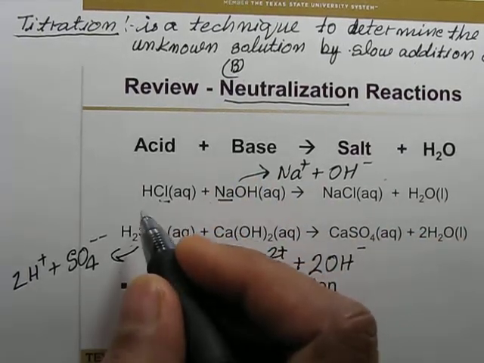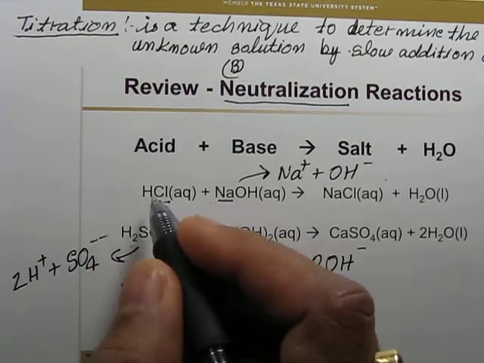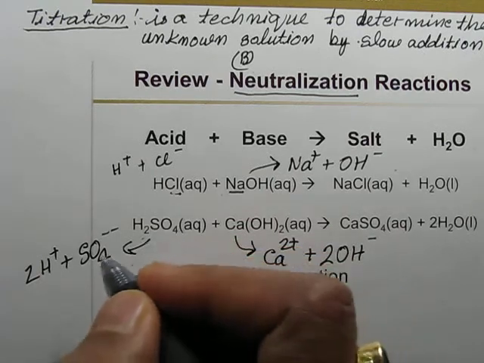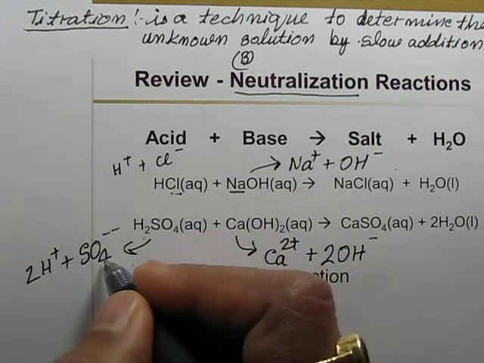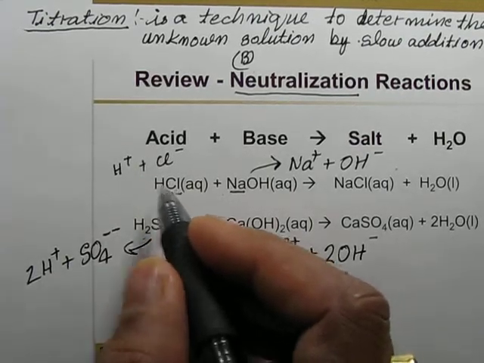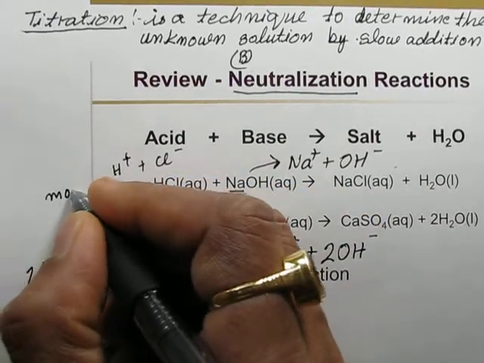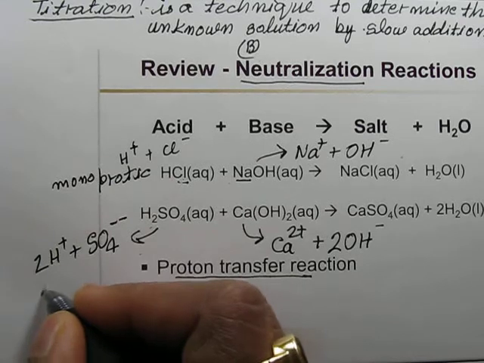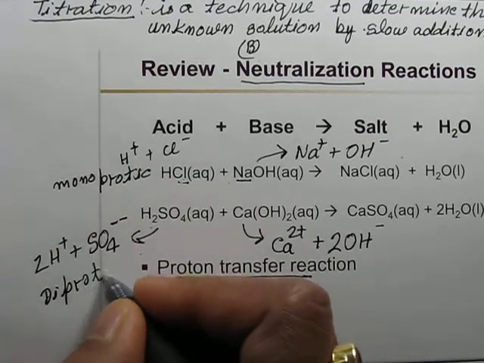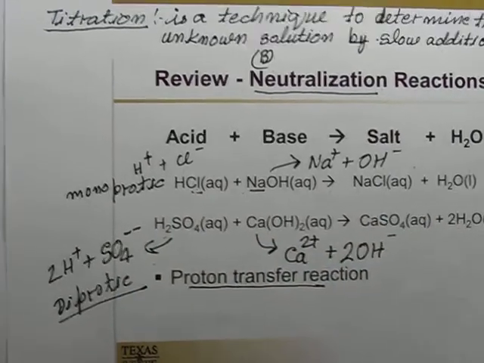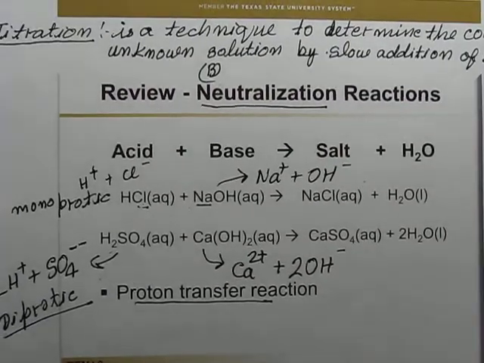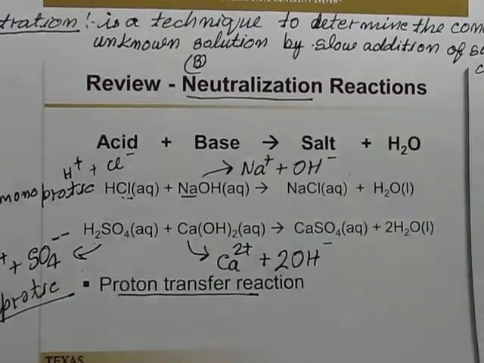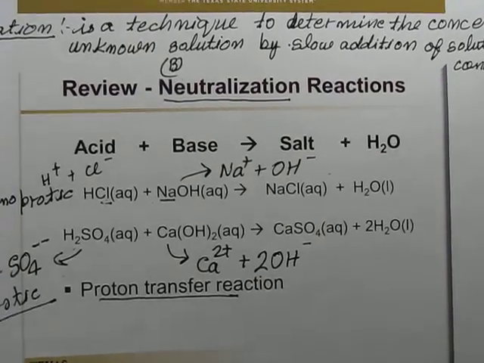HCl, when dissociating in water, gives only one proton plus one chloride ion. When H2SO4 dissociates into ions, it gives two hydrogen ions and one sulfate ion. So HCl is called a monoprotic acid, and sulfuric acid is called a diprotic acid, because it is giving two protons. So titration is usually between an acid and a base, forming salt, and it produces water. This is the simple understanding and example.